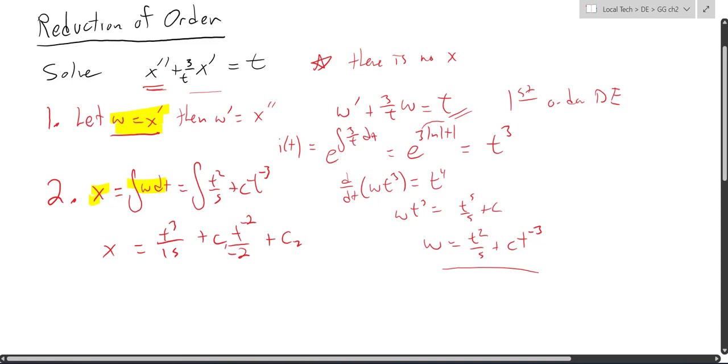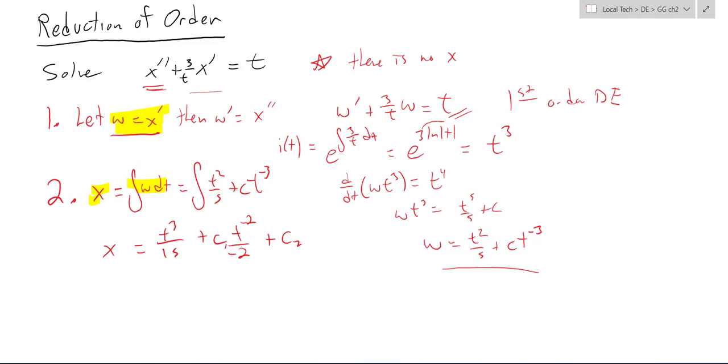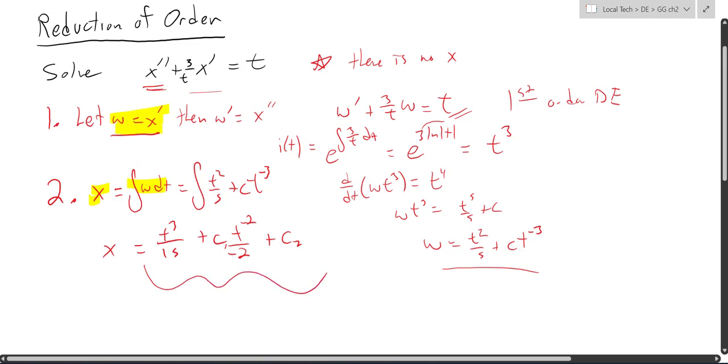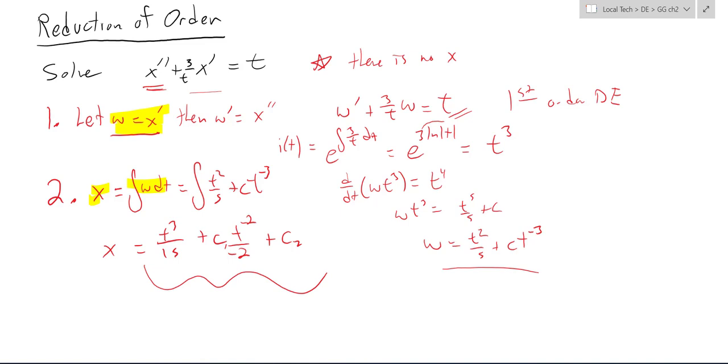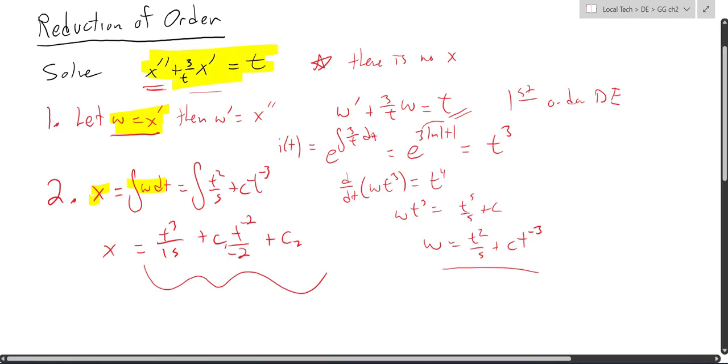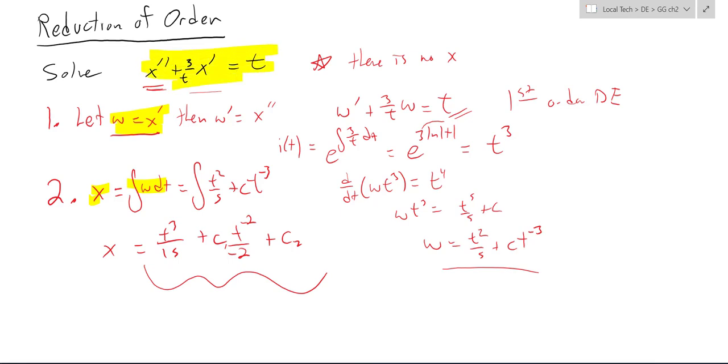Now, I could do some further simplification of constants, but the idea here is that I have x as a function of t with two arbitrary constants, which is what I would expect for a solution to a second order differential equation. So reduction of order took the second order differential equation, I made a substitution to reduce it to a first order, I was then able to solve it, and then go back and integrate to find my original value x. That is the concept of reduction of order.